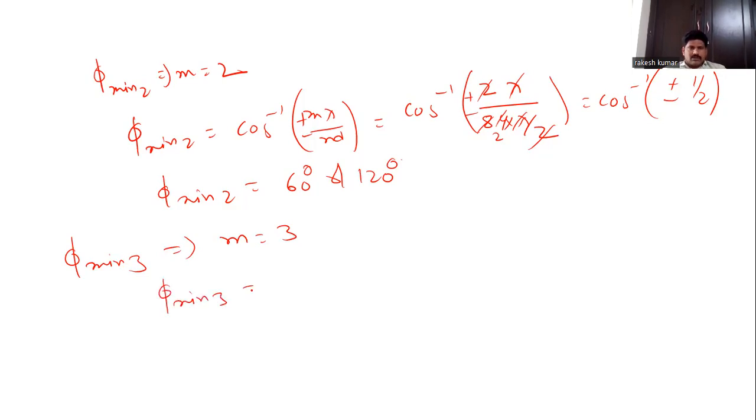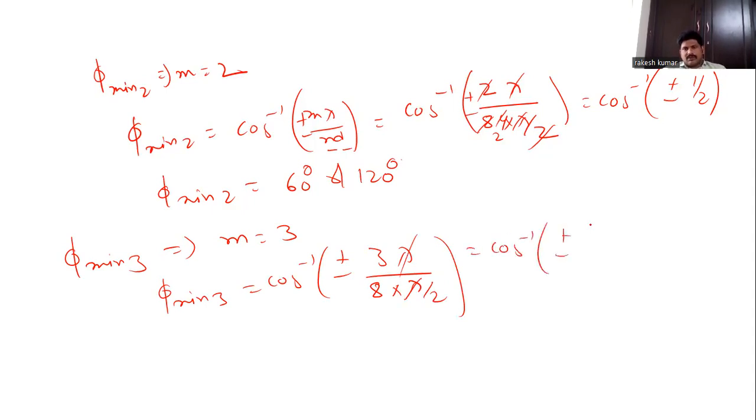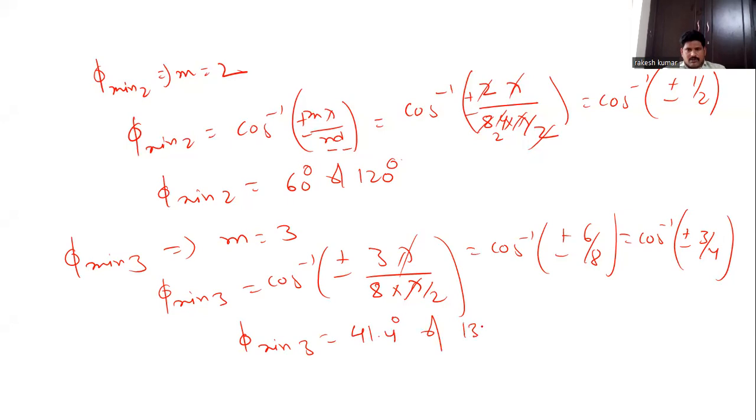So phi minimum 3 is equal to cos inverse of plus or minus 3 lambda by n, where the value of n is 8 and the value of d is lambda by 2. Lambda gets cancelled, so it is cos inverse of plus or minus 6 by 8, or cos inverse of plus or minus 3 by 4. So what is the value of phi minimum 3? Phi minimum 3 is equal to plus or minus 41.4 degrees and 138.6 degrees. So totally I've got 3 phi minimums.